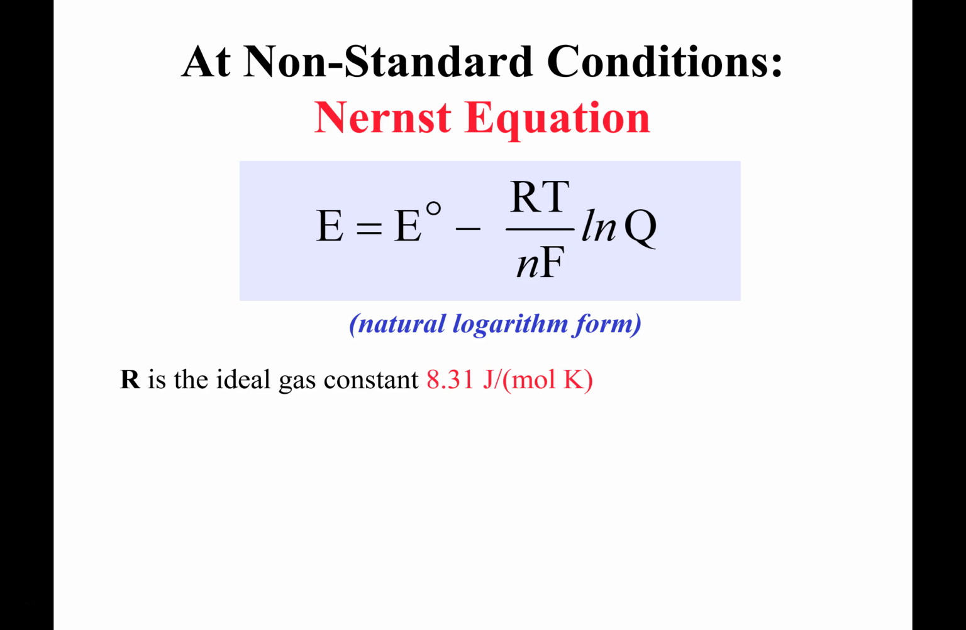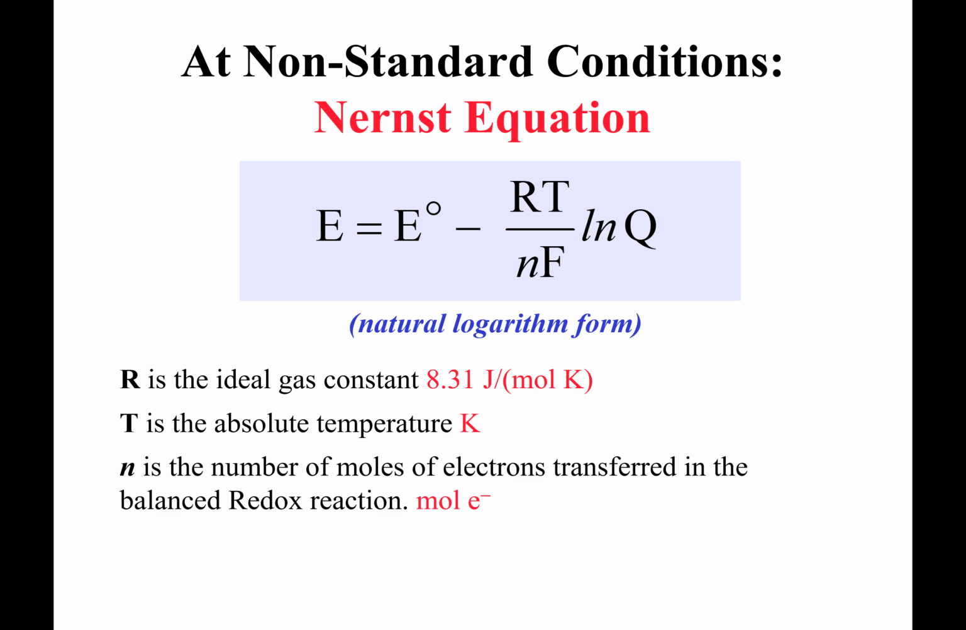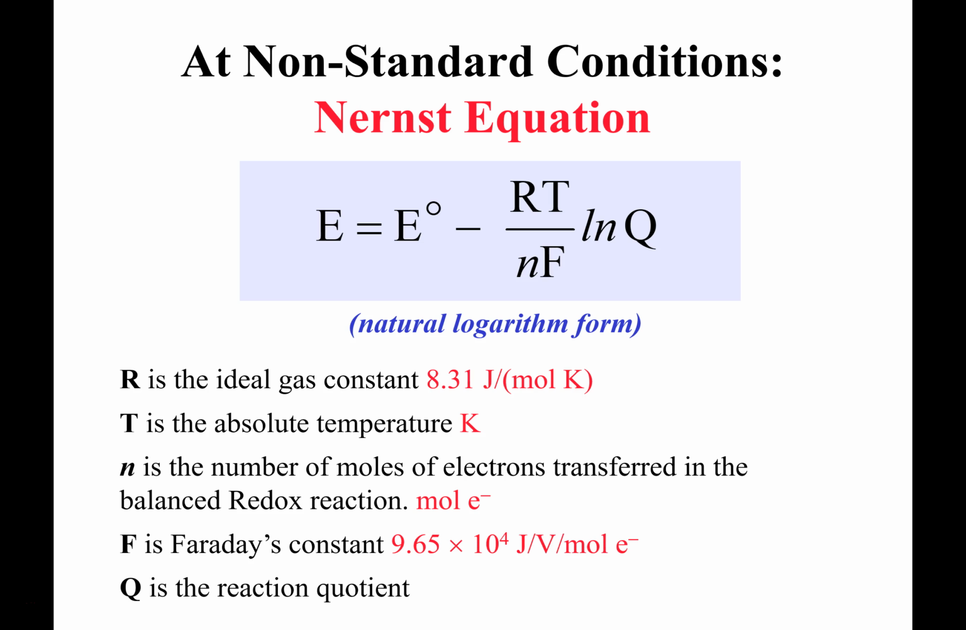form. And what those things mean, the R of course means the ideal gas law constant, and you would use that 8.31 joules per mole Kelvin. T, always temperature is in units of Kelvin. N is the number of moles of electrons transferred during a redox reaction. And then F is that Faraday's constant we ran into before. And of course, Q is that snapshot. Q is your reaction quotient for your equilibrium.